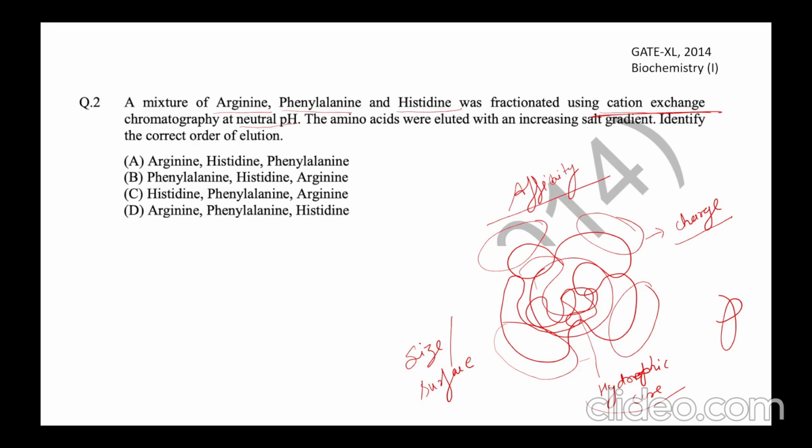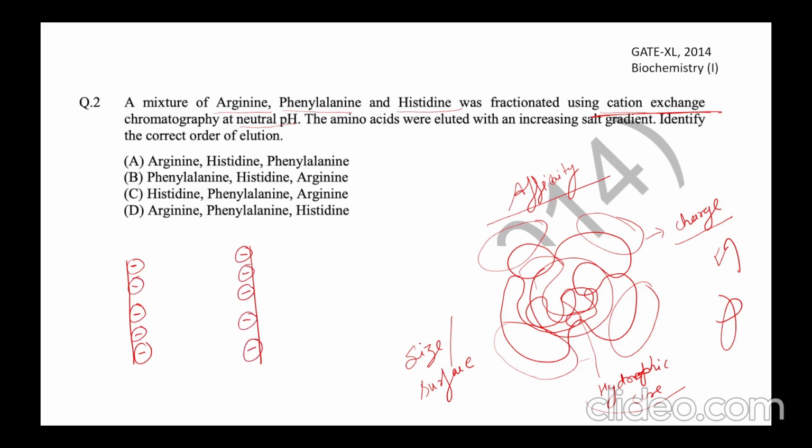If we talk about the elution order, it has been asked that the amino acids were eluted with increasing salt content. Identify the correct order of elution. The one which is eluted first will come first, so the one which will not bind or has the least affinity will be eluted first. If it is talking about cation exchange, that means the matrix is covered with negatively charged ions.